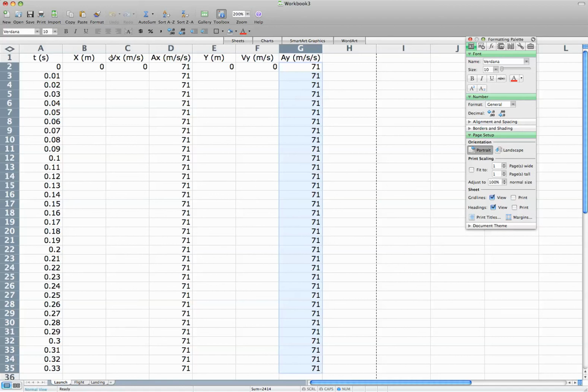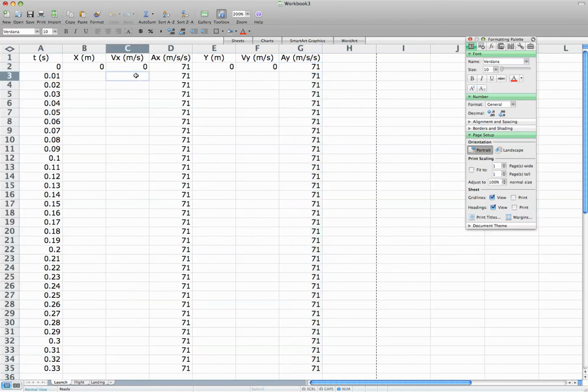So now we have the time set up, we have the two accelerations set up, and so the next thing to do is to figure out what the velocity is going to be. And so I know the velocity in the future is going to be equal to the velocity in the past, which is the cell right above it, plus the acceleration, which is the cell right next to it, times the time interval. And so again, as I pointed out before, you don't want to come over here and click on the time. You want to type in the time interval.